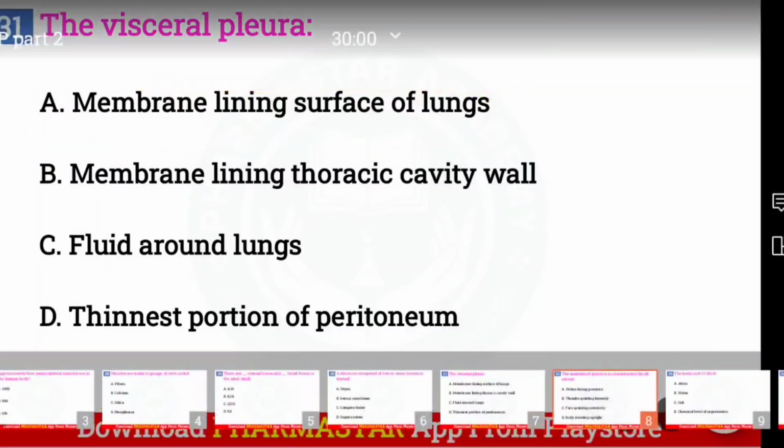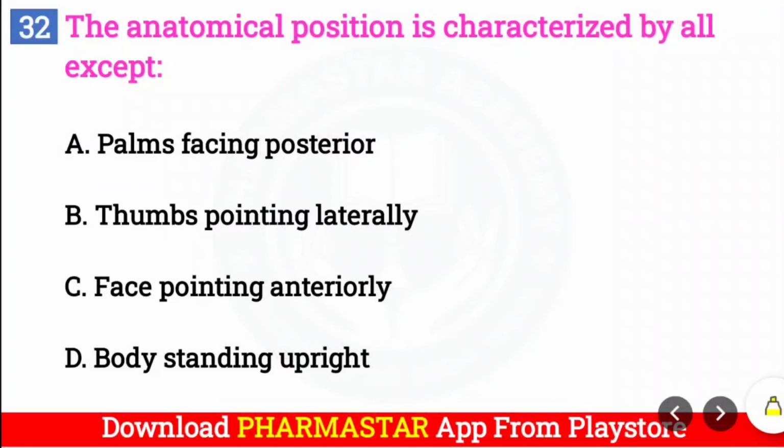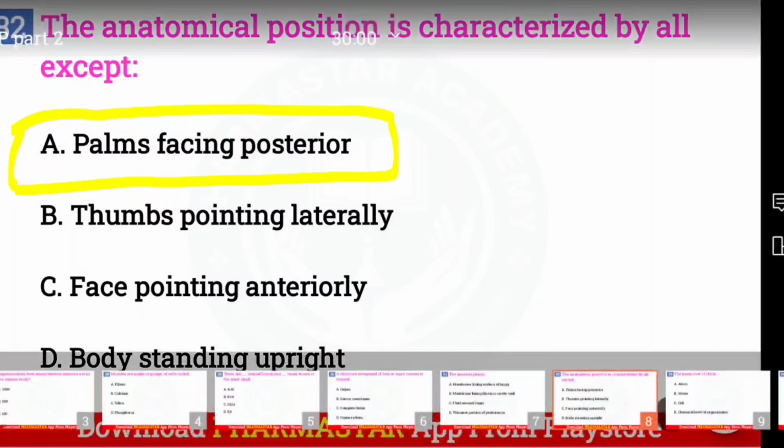Next question. The anatomical position is characterized by all except option A palms facing posterior, B thumbs pointing laterally, C face pointing anteriorly, D body standing upright. The correct answer is option A, palms facing posterior. In the anatomical position, the body stands upright, the face points anteriorly, thumbs point laterally, and palms face anteriorly, not posteriorly. The correct answer is option A.